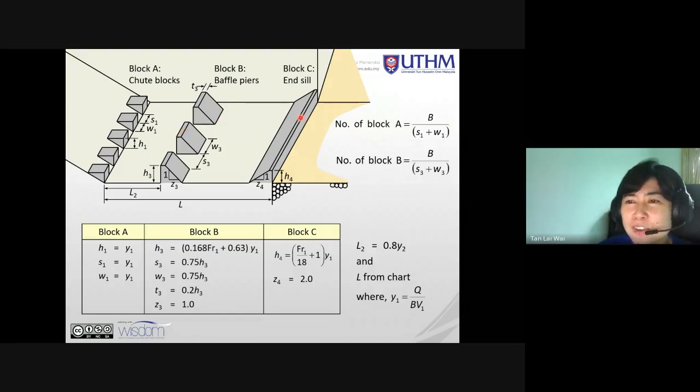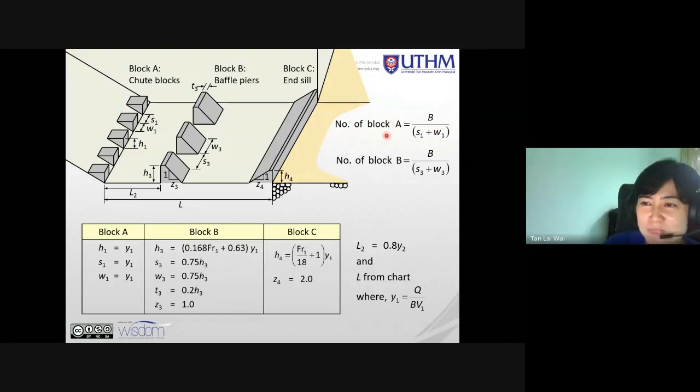Of course, you don't need to calculate for block C. There's only one. Now here is the table that summarizes all these formulas, except I didn't give you this formula, but to get full marks, you need to give me the number of blocks as well.